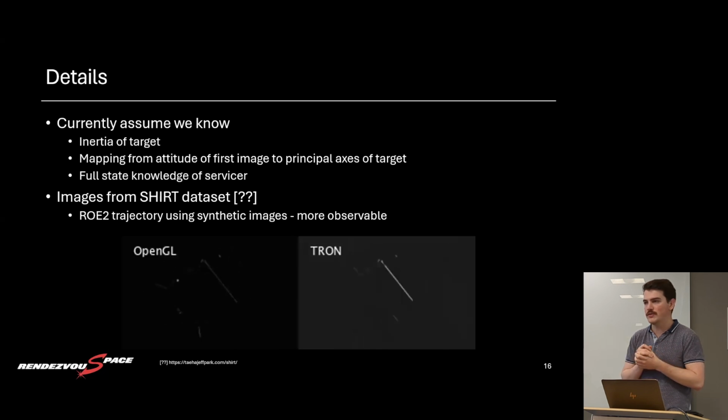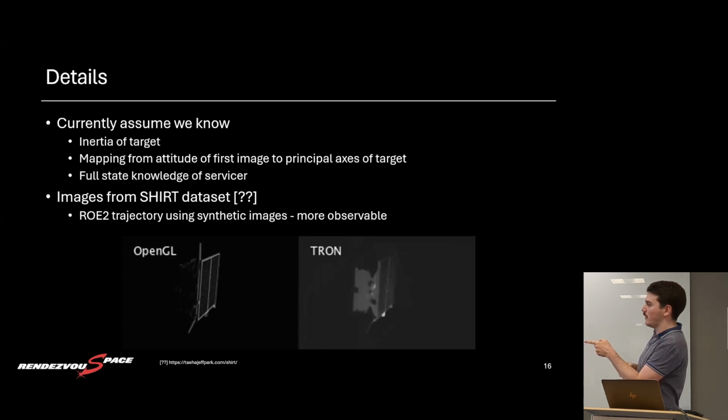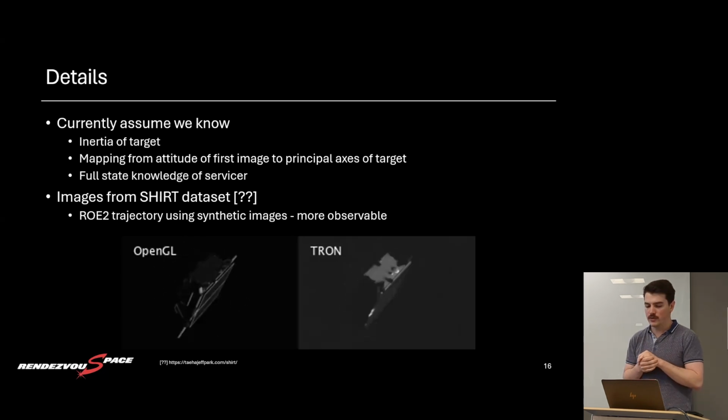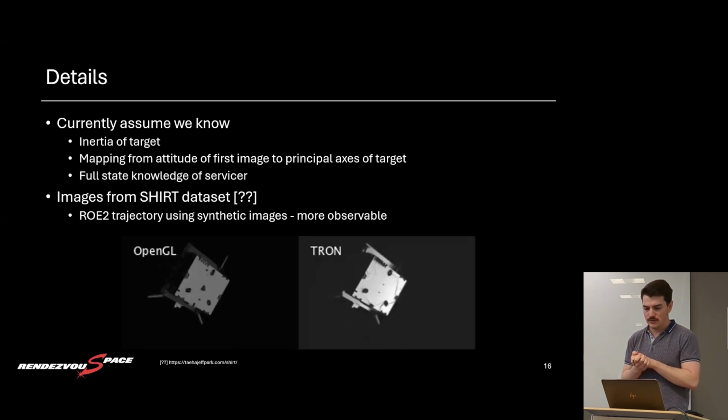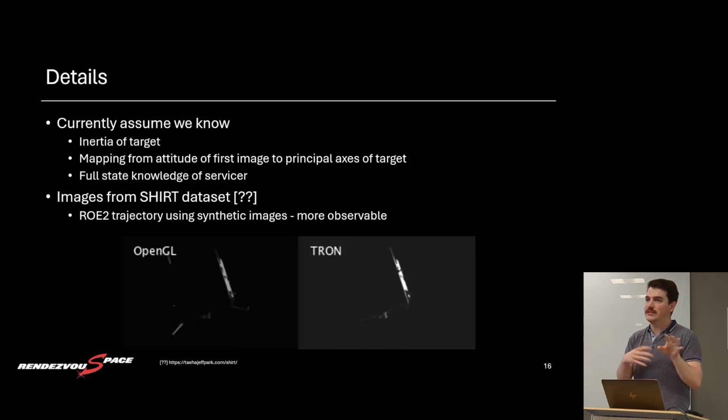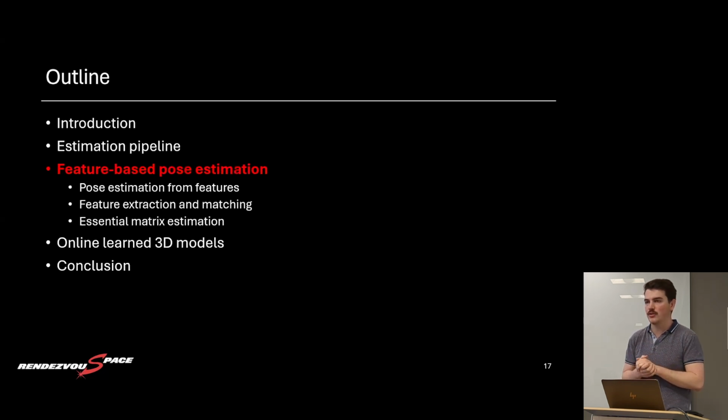For testing, I'm using images from the SHIRT dataset, specifically the ROE2 trajectory and the synthetic images that we see on the left in the OpenGL rendering portion there. I'm picking this trajectory because it's more observable of the 2 trajectories that are in the dataset. Cool, so with those details out of the way, we can start talking about the feature-based pose estimation pipeline.